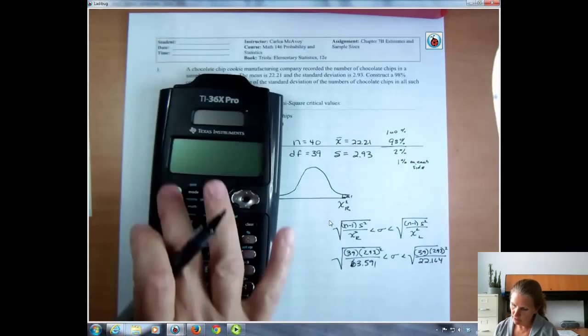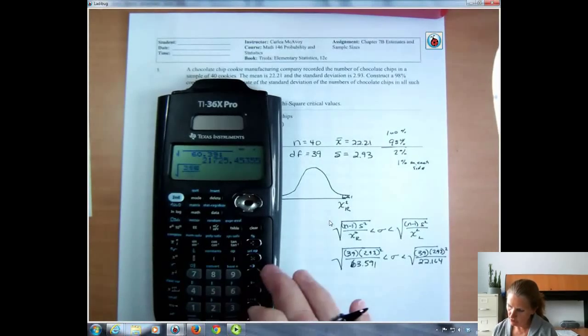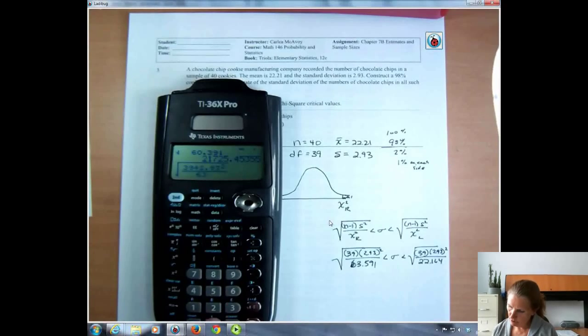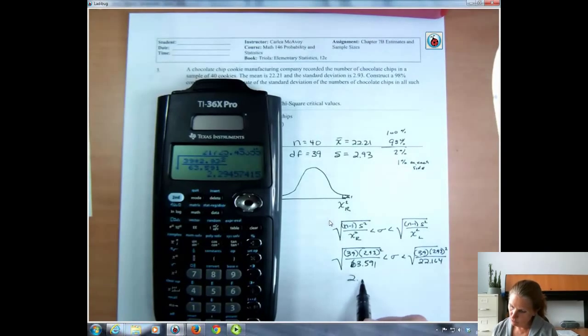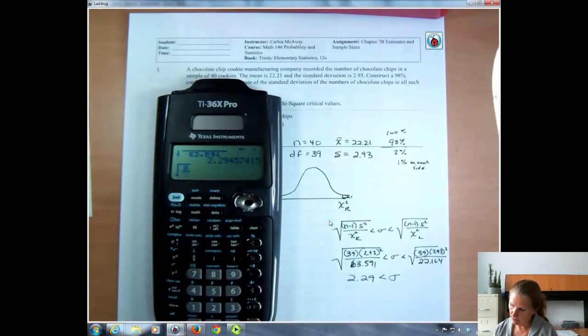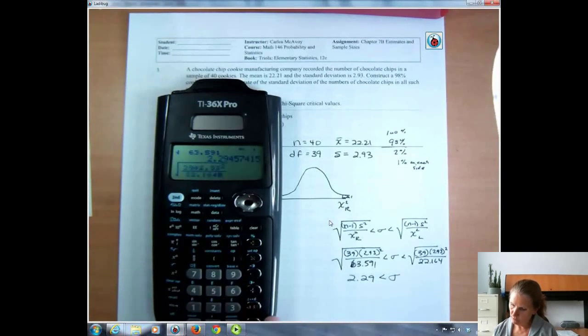And now I'm going to put that into my calculator. It's more of a calculation routine than anything else. 39 times 2.93 squared over 63.591, and I get about 2.29. That's not exactly what they had over there. Let's see what I get for the right-hand side, I mean my answer that I wrote down. 39 times 2.93 squared over 22.164, and I get 3.87.